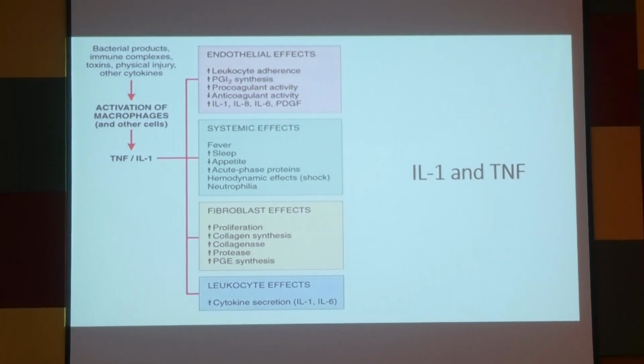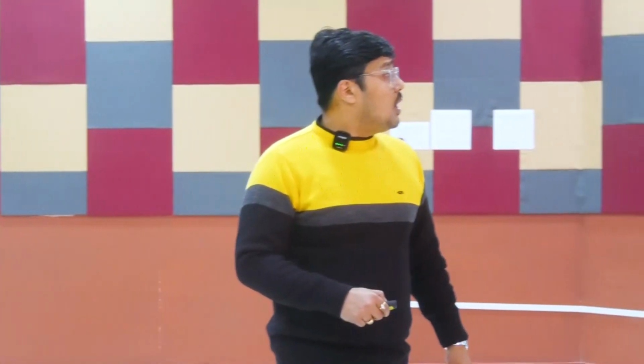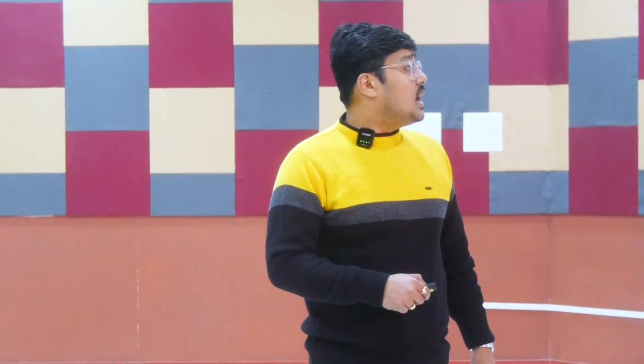Okay, so the interleukins and tumor necrosis factor have a wide spectrum of roles. They have endothelial effects, systemic effects, fibroblast effects and leukocyte effects. Among all these four effects, the most important are endothelial effects and systemic effects. What are the endothelial effects? It increases leukocyte adherence.